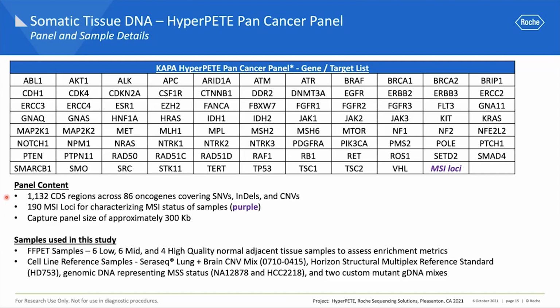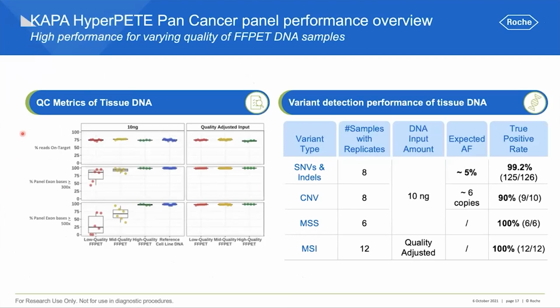We subsampled reads to 30 million paired end reads and analyzed using our Navify mutation caller to assess enrichment and variant detection performance. So here on the left, you can see the QC metrics of the tissue DNA representing our enrichment performance. On target rate was 69 to 78% with good performance across all samples and input amounts.